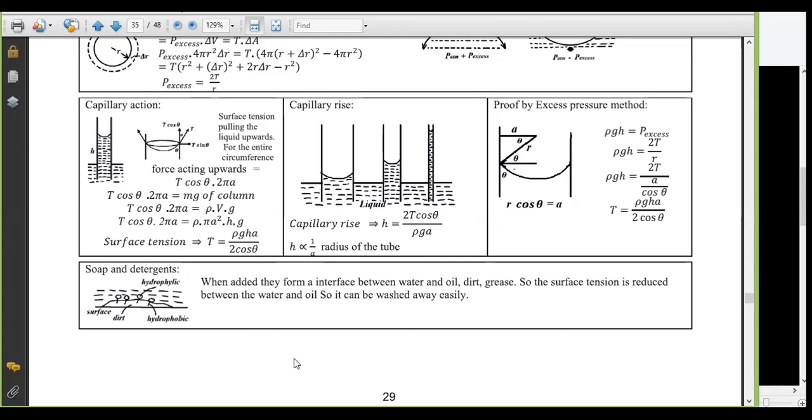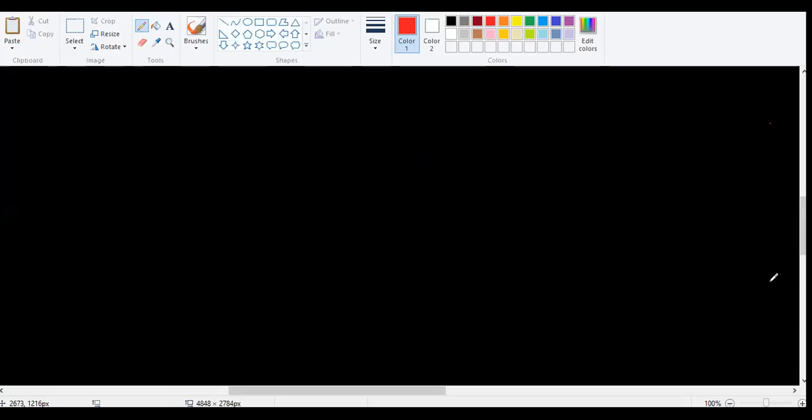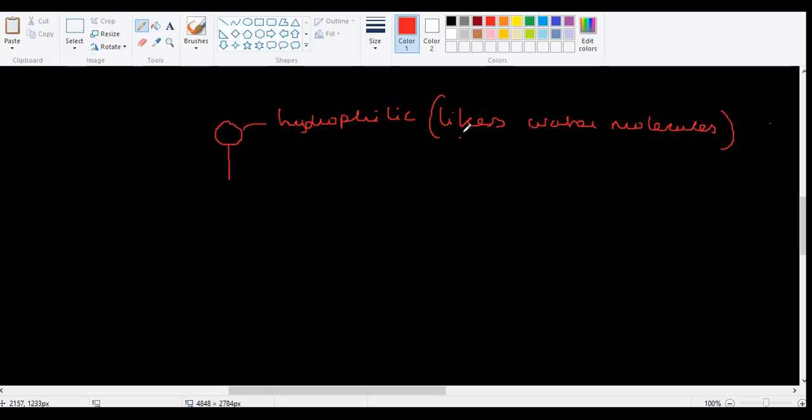So the detergent, what happens is, simply what I tried to explain here is, you must have studied this in your chemistry much better than this. Okay, so just a simple diagram. One end will be hydrophilic, meaning it likes water molecules. And the other end will be called hydrophobic. So it doesn't like water.